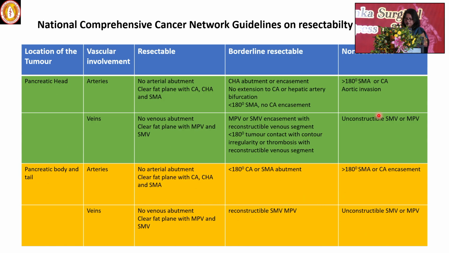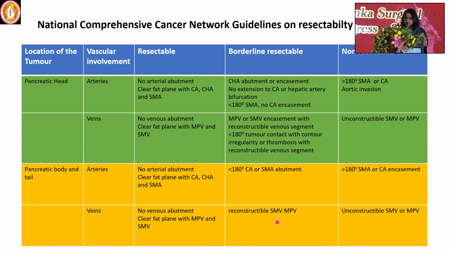an unresectable tumor. So for the body and tail region tumors, the arteries, if there is no arterial contact with celiac axis, common hepatic artery or superior mesenteric artery, that is resectable. And same as the veins, if there is no contact with the veins, then it is resectable. The borderline tumors in the body and the tail region have less than half the circumference of celiac axis or superior mesenteric artery contact.